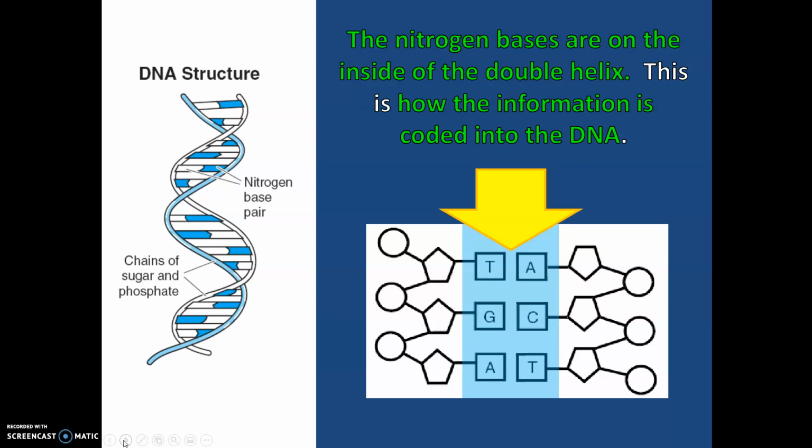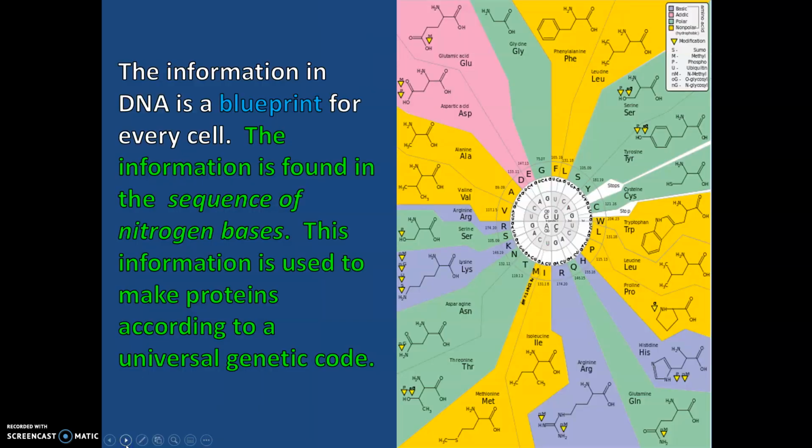And what they do is, that's how the information is coded into the DNA. So the information in DNA is a blueprint for every cell, and this information is found in the sequence of nitrogen bases. So this information is used to make proteins according to the universal genetic code. So the sequence of these nitrogen bases is what gives us our subtle differences. Even though we are humans, we will have 99.9% of the genetic code that is exactly alike. But these differences cause us to be different. So you will have a point something percent that is different and causes you to be who you are.